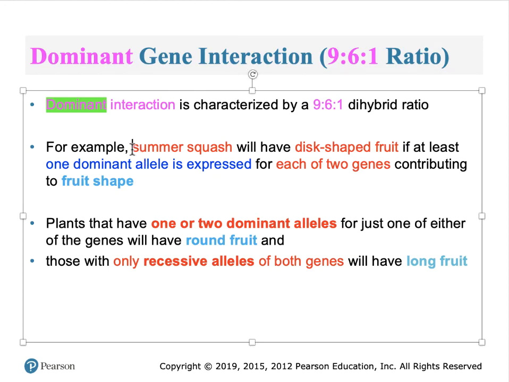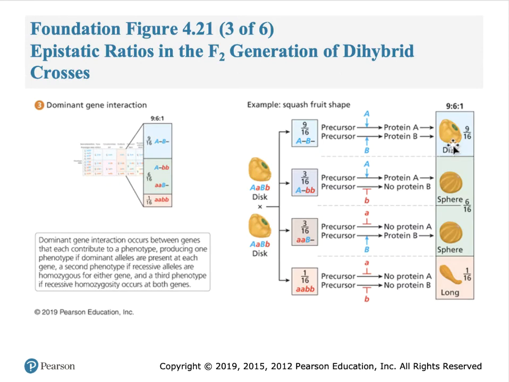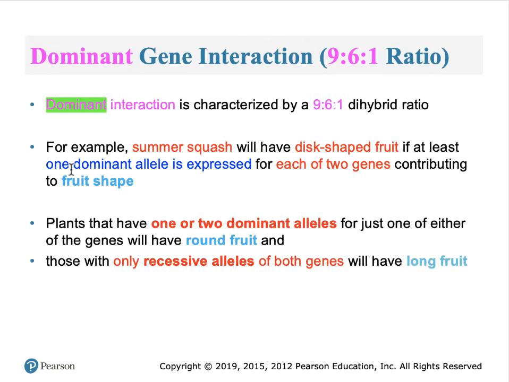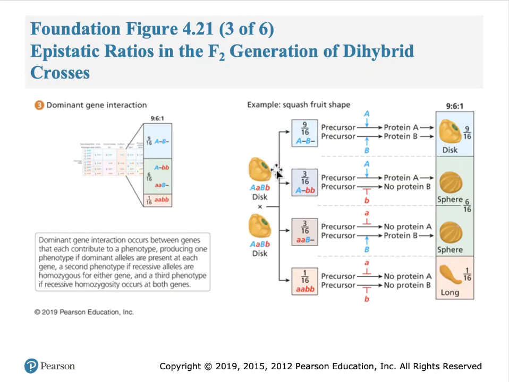And this is illustrated by summer squash. So summer squash can exist in three shapes. You can have a disc, you can have a sphere, or you can have a long fruit. So depending on the combination of alleles of two genes, that's going to change the shape of the fruit. Let's look at the data. If you take a double heterozygous parent who has for each gene one dominant allele, they will have the phenotype of a disc-shaped fruit. So you breed these together, and then you look at the offspring, and you'll find the following scenario.